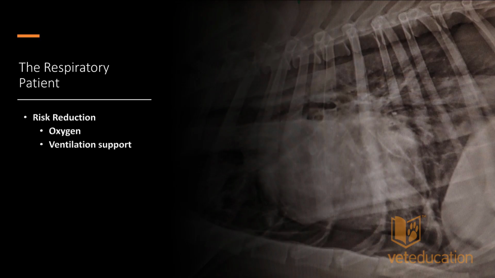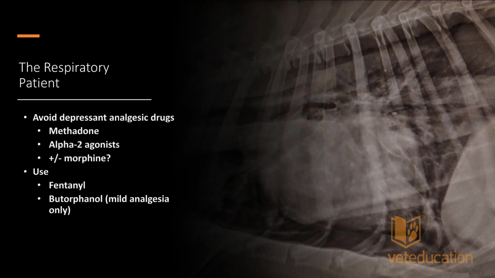All right, risk reduction, oxygen, ventilation support. Avoid depressant analgesic drugs. When I say depressant analgesic drugs, I mean respiratory depressant analgesic drugs like methadone or alpha-2 agonists. I've written morphine plus or minus there because morphine actually increases the depth of respiration, even though the rate decreases. The problem with morphine is that some patients will vomit in that acute phase after receiving it.